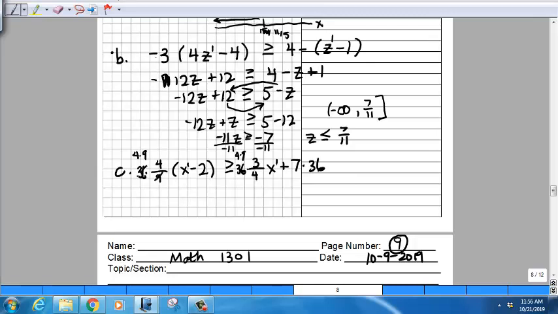So 9 goes into 36 4 times, so you end up with just 16 times x minus 2, because the 9 divides into 36 4 times. 4 times 4 is 16. And then on the right-hand side, 4 goes into 36 9 times. 9 times 3 is 27. So I have 27x plus, and then I've got to figure out what 7 times 36 is. A calculator there would help us with that. But I'm thinking it's 252. Did I do that right? Is that what 7 times 36 is? Okay, right.